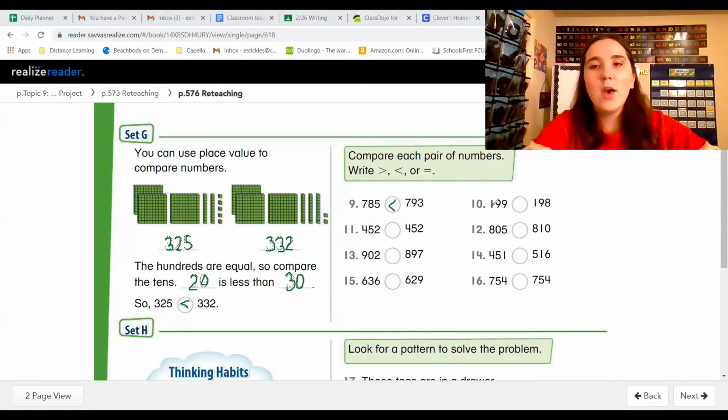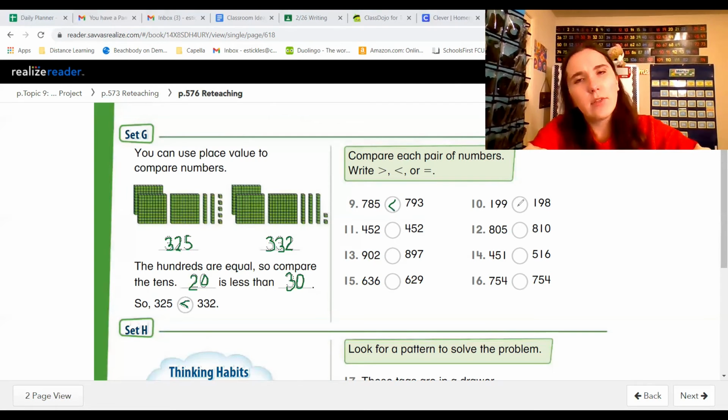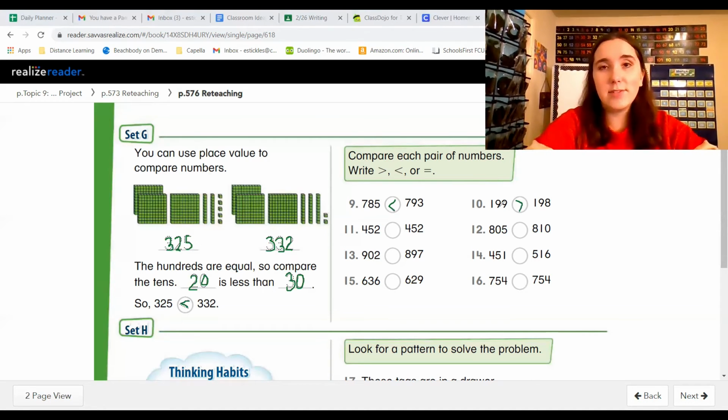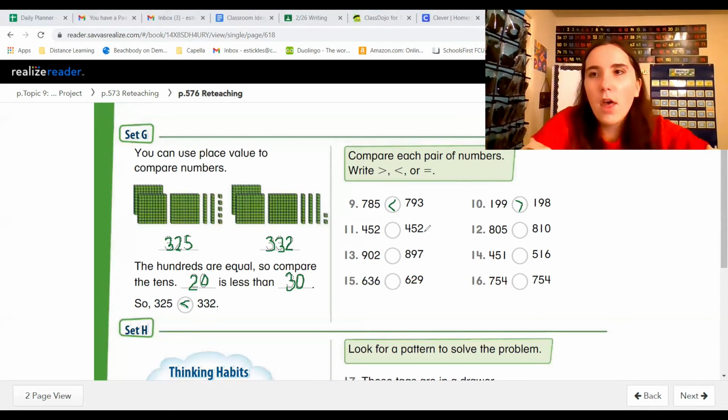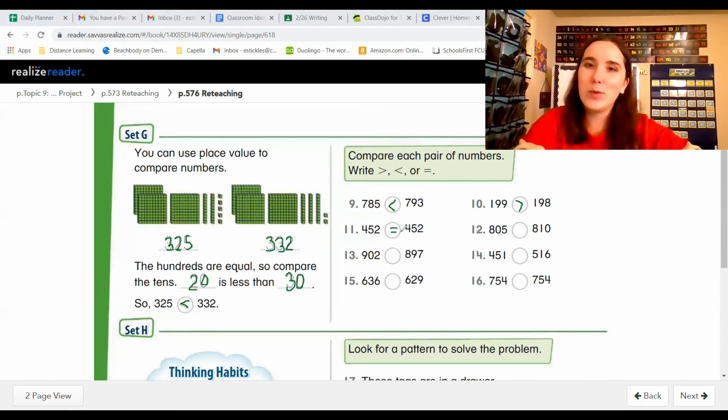What about number 10? 199 is greater than, less than, or equal to 198. It would be greater than, because 198 is 1 less than 199. So that means 199 is the bigger number. What about number 11? 452 is greater than, less than, or equal to 452. What do you think? They're the same number. So we would have to say equal. The hundreds are the same, the tens are the same, and the ones are the same.